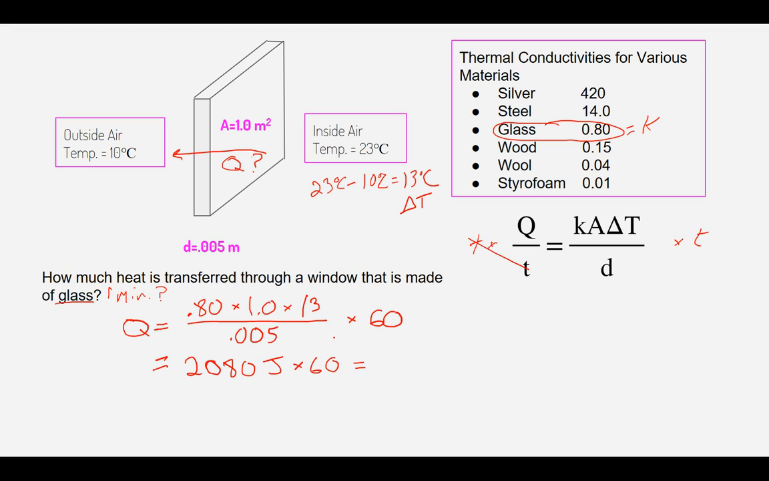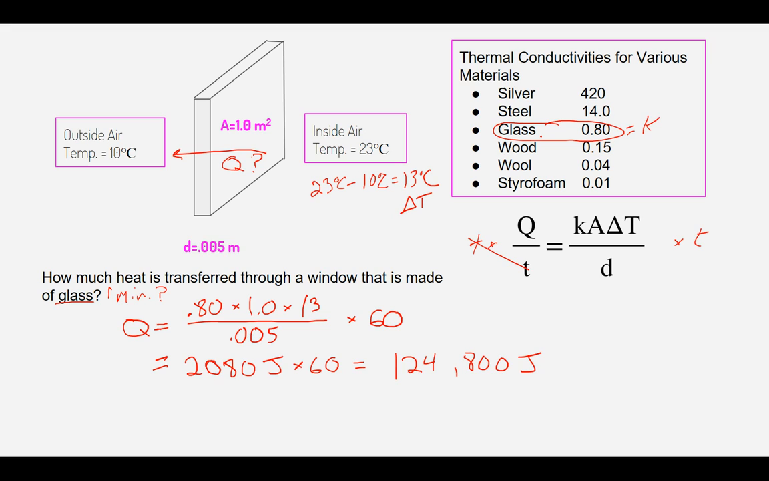And so that's going to be 124,800 joules, and that would be for 1 minute. So that's how much heat energy would be released from the inside during that time. And that's why we have to keep our furnace running and things like that, because our buildings are always losing this heat energy.